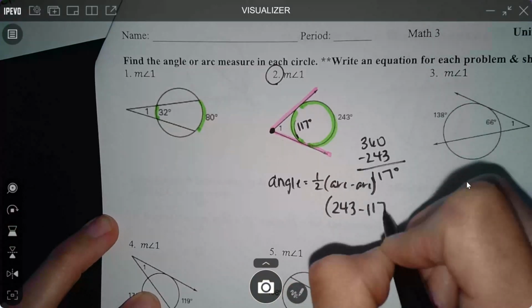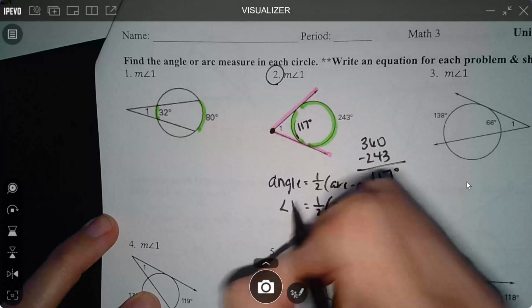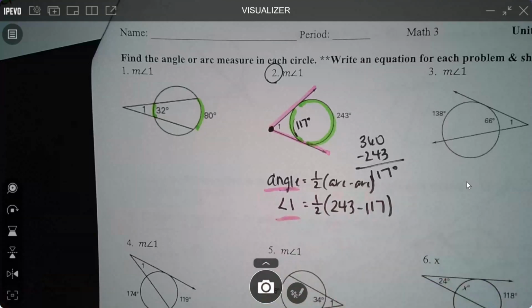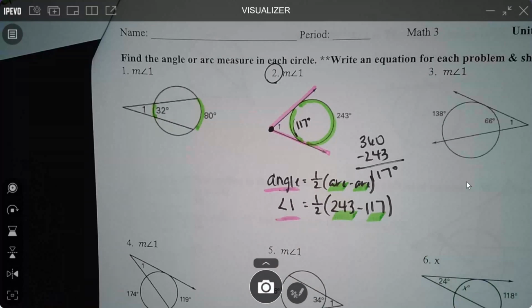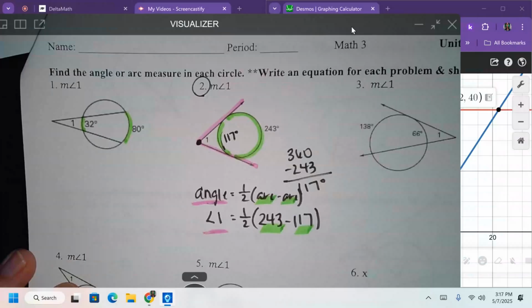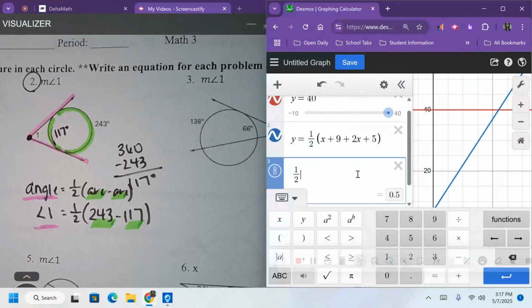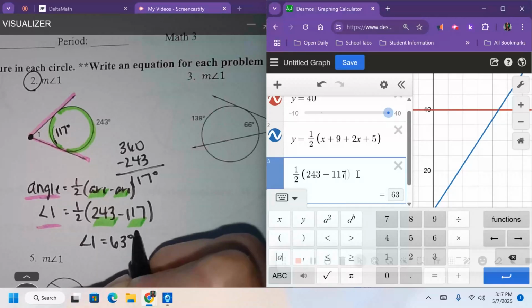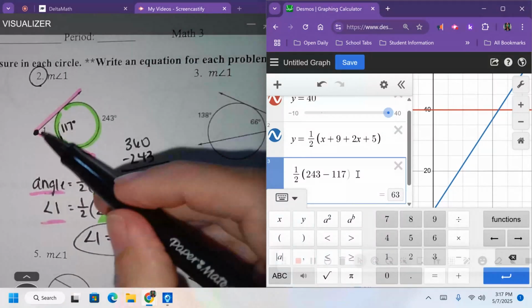So 243 minus 117. And I want angle 1 is what I'm looking for. Okay, so look, there's my angle, there's my arcs. Okay, and then you can simplify. All right, so you can go over here to Desmos, 1/2, 243 minus 117. So angle 1 equals 63. Okay, so you got to pick out your 2 arcs and your angle.